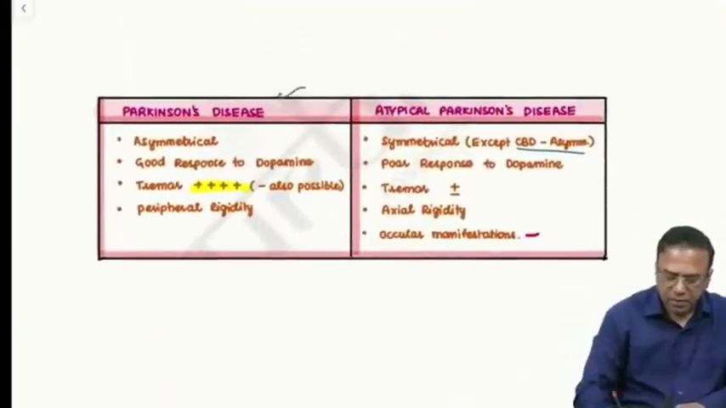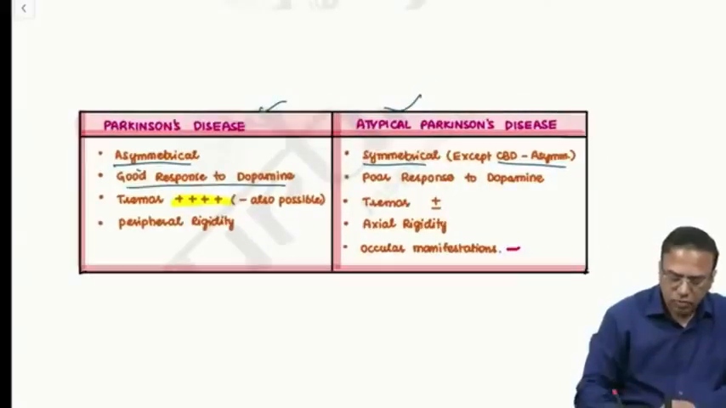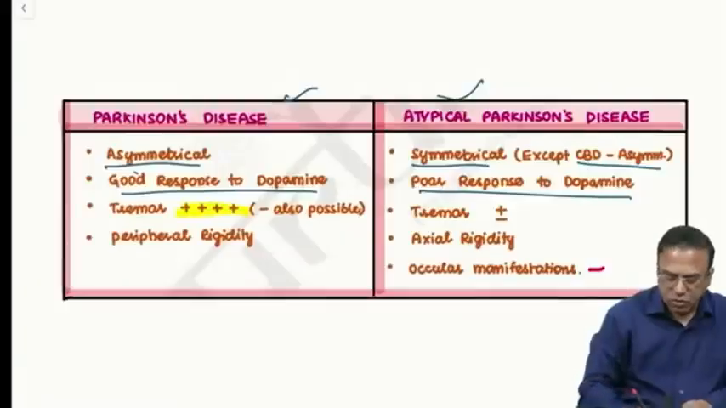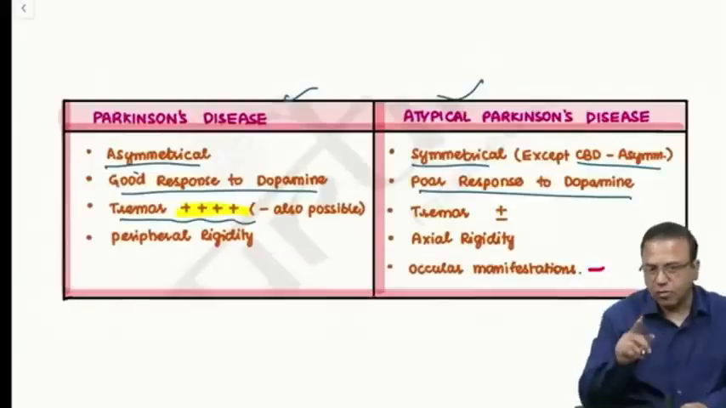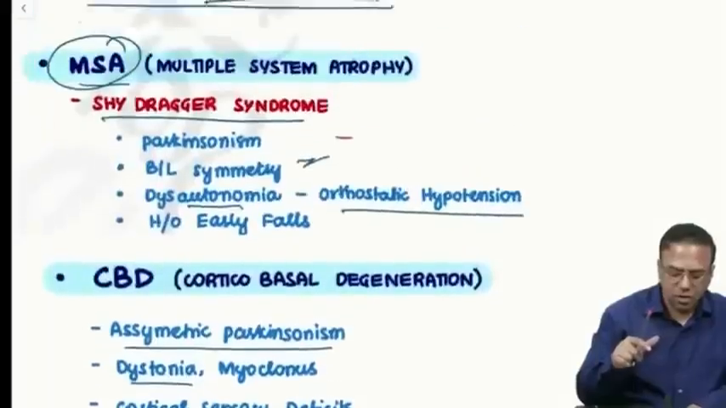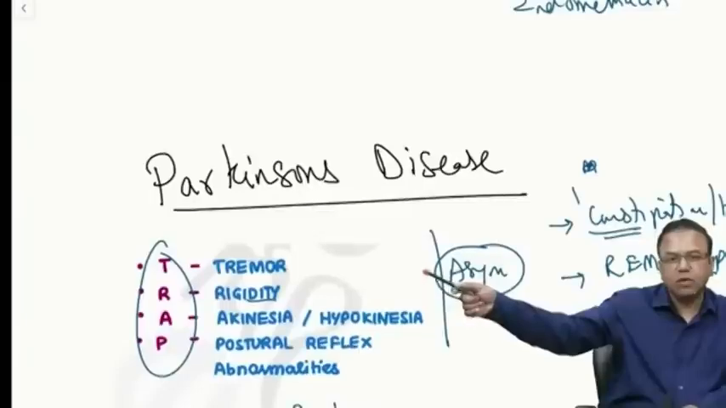So Parkinson's and atypical Parkinson's, how to differentiate? Generally Parkinson's is asymmetric. The atypical ones are symmetric except for CBD, which is asymmetric. Good response to dopamine in Parkinson's, poor response in the atypical ones. This is the anchor point for us. Usually tremor is a feature of Parkinson's, but here is the problem. You can get a tremorless Parkinson's. Remember, in Parkinson's, of the 4 features, the most useless feature for us is tremor. You can have Parkinson's without tremor.